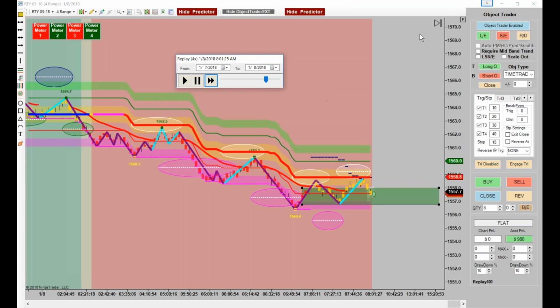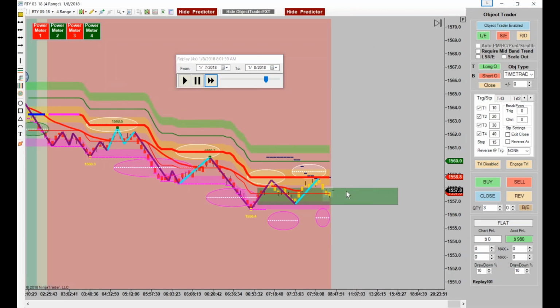How do you like Time Trader? Did you like that? What that does is it just draws a region on my chart, and I can manipulate the region the way I want to. And by manipulating the region the way I want to, I can even do it live.